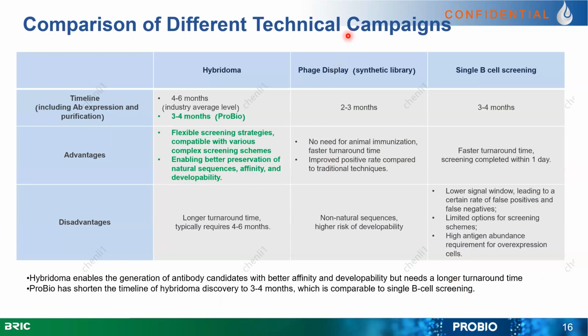Compared with the other 2 popular antibody discovery technologies, phage display and single B cell screening, ProBio offers much more flexible screening strategies compatible with various combinations of screening schemes. More importantly, it enables better preservation of natural sequences, affinities, and developabilities. Now, with the ProBio upgraded approach, it significantly shortened the overall timeline from 4 to 6 months to 3 to 4 months, which makes it comparable to the timelines of the other two platforms.